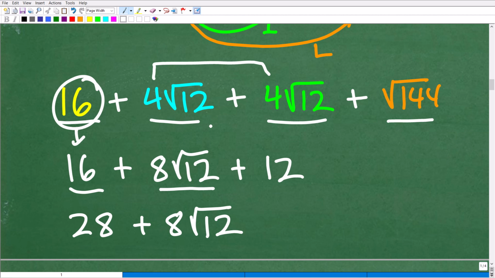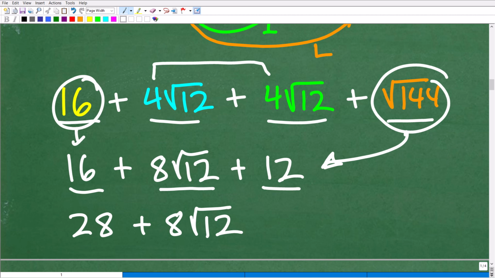Again, if you don't understand this, you want to learn everything about radical expressions and square roots. Really, really important stuff in algebra. So you have 4 square root of 12s here, 4 square root of 12s here. In total, you have 8 square root of 12s. And then the square root of 144 is 12. That is a perfect square. So the square root of 144 is 12. And then here we have 16 and we have 12. So these are two numbers.